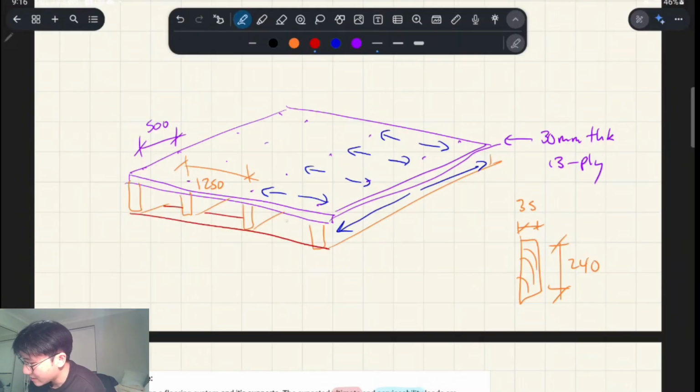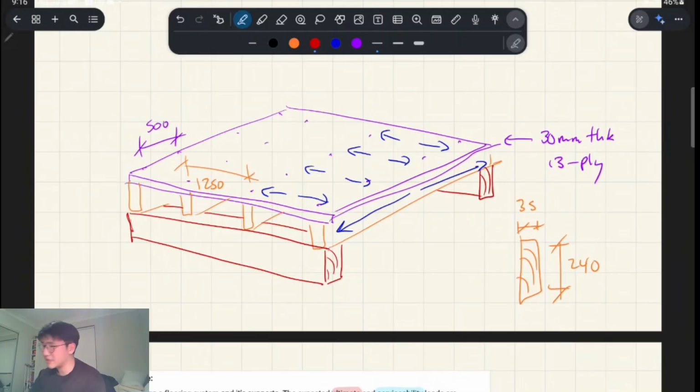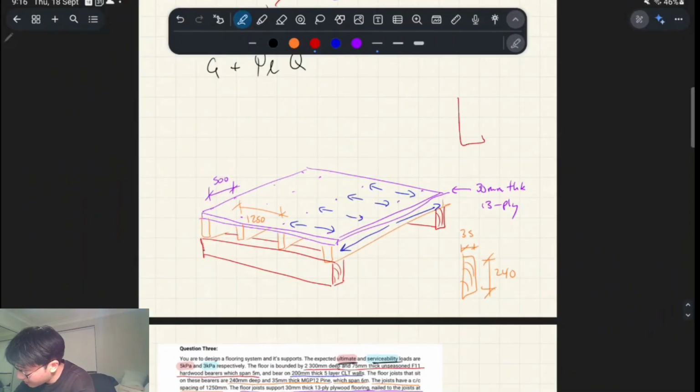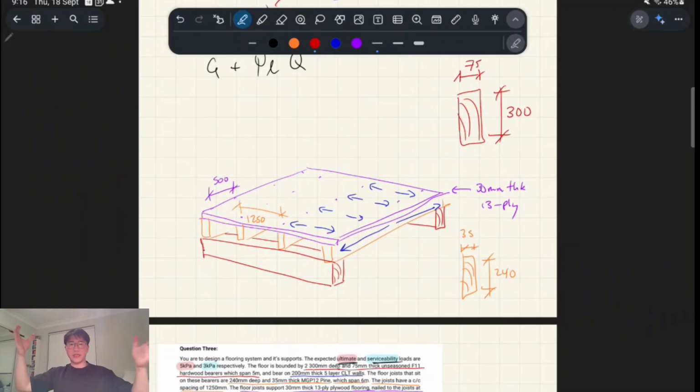So floor joists and bearers, they are physically the same. They might be different members, but they're essentially just sawn bits of wood, right? But they serve different functions, right? Generally, bearers are a bit bigger because they're picking up the floor joists, right? So they are 300 deep in this case and 75 thick. And the question says two of them because you have one on either side to support the floor joists, right? The joists, they're spanning, what does it say, 6 meters, but the bearers are spanning 5 meters like this, right?